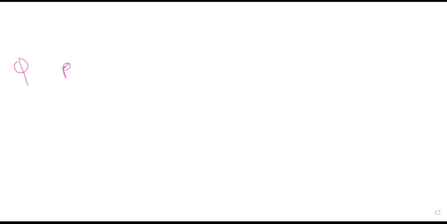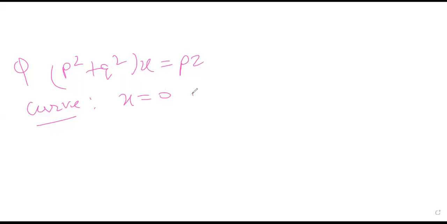So the question was p square plus q square x is equal to pz. And the curve given was x equals 0, z square equals 4y. And we were using the method. Okay, what is the method?